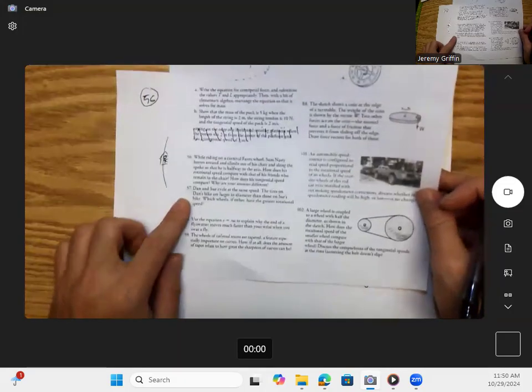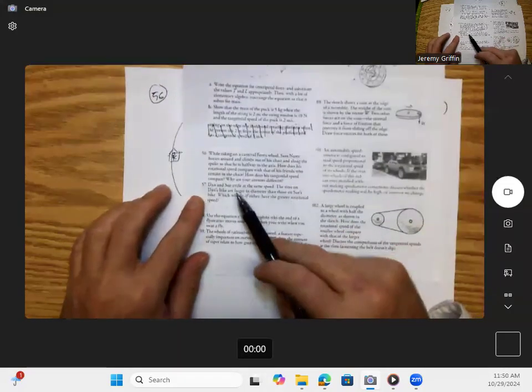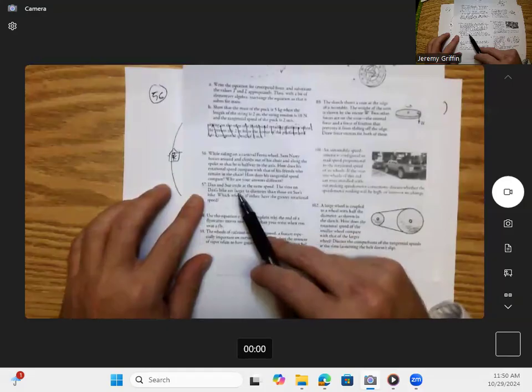57. Dan and Sue. Why did you do this disclaimer of don't do this at home? Because I'm assuming you probably don't have a Ferris wheel at home. It's a deep assumption, I guess.